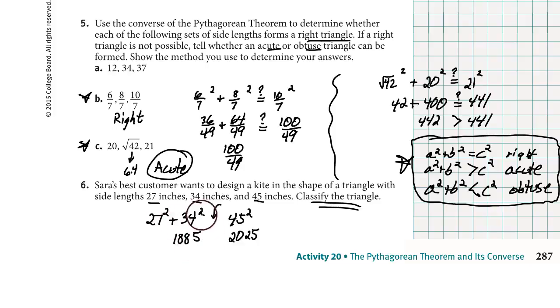Adding these together and doing the squaring is 1885. Over here on the right is 2025, and so this is less than 2025. Then looking over at our notes, when we have that situation, we have an obtuse triangle. So this kite has an obtuse angle in it.